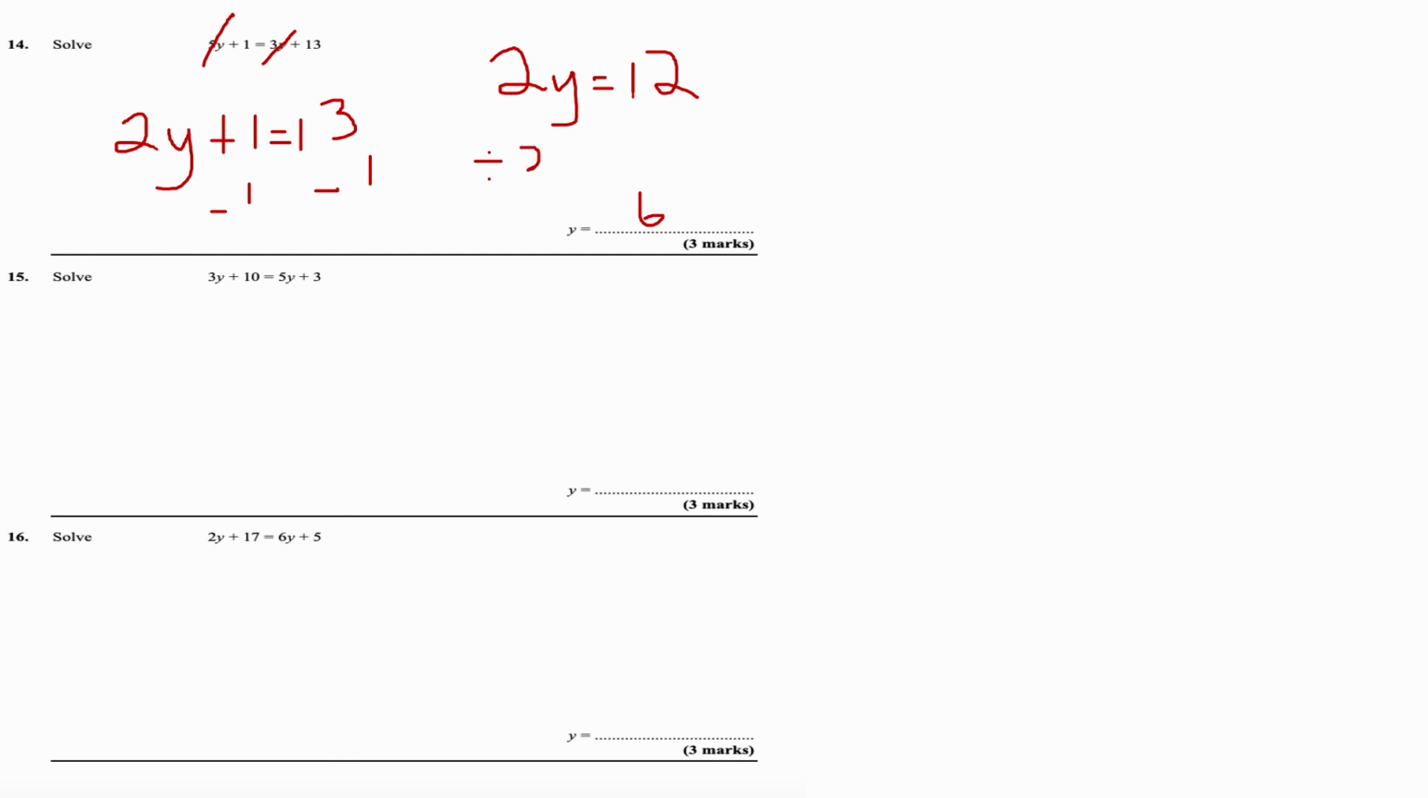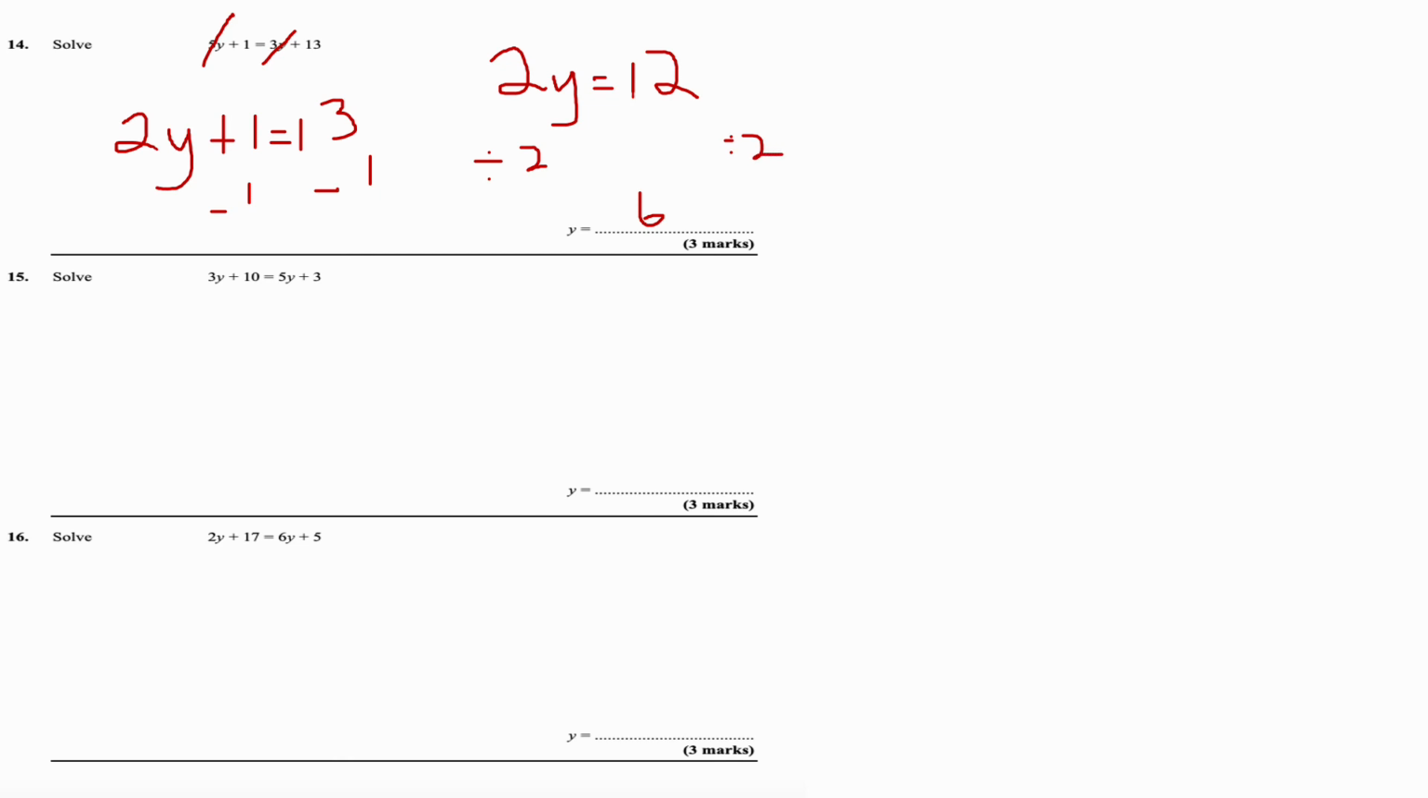Okay. This is question number 14. Again, solve this equation where I've got y's on both sides. Taking away 3y on both sides, so subtracting 3y on both sides, I get 2y plus 1 is equal to 13. Subtract the 1 on both sides, I get 2y is equal to 12. Dividing both sides by 2, okay, I get that y is equal to 6.